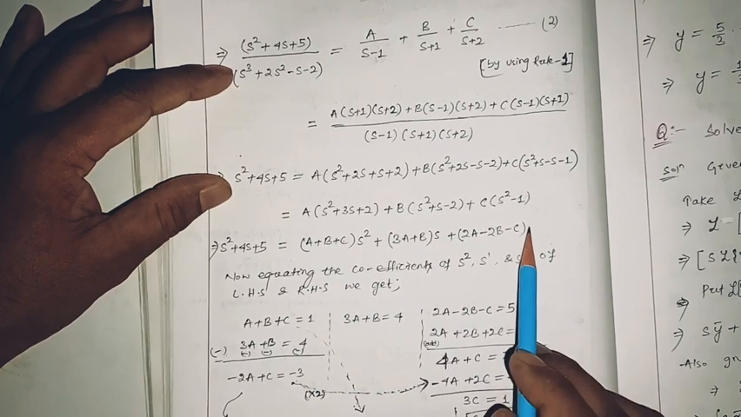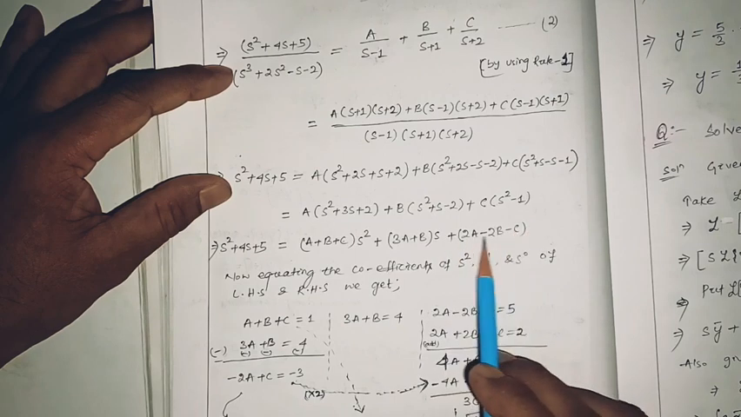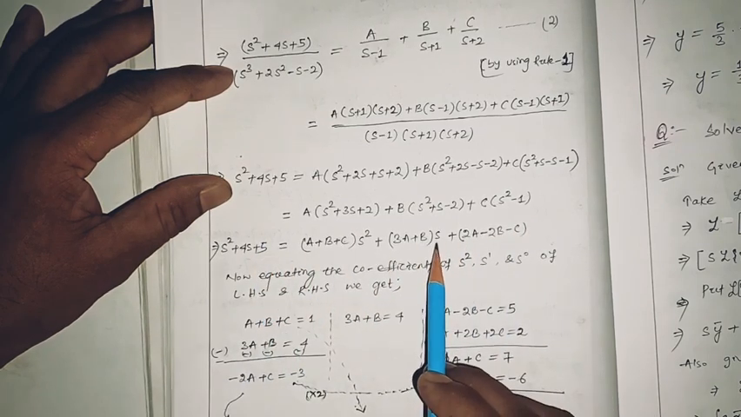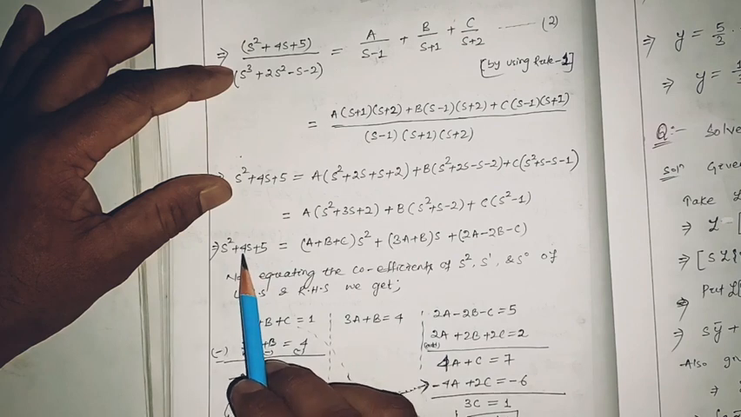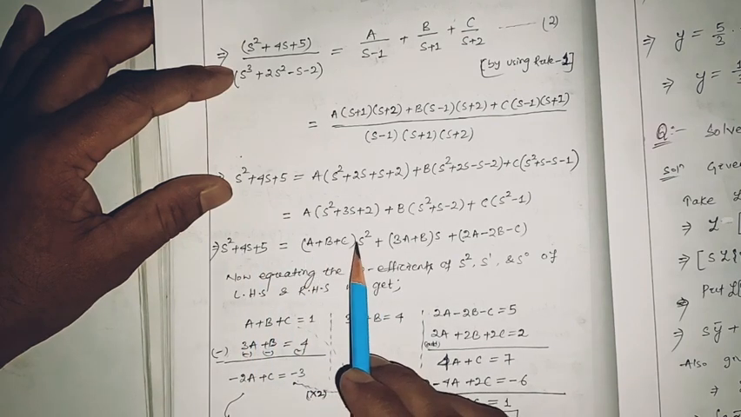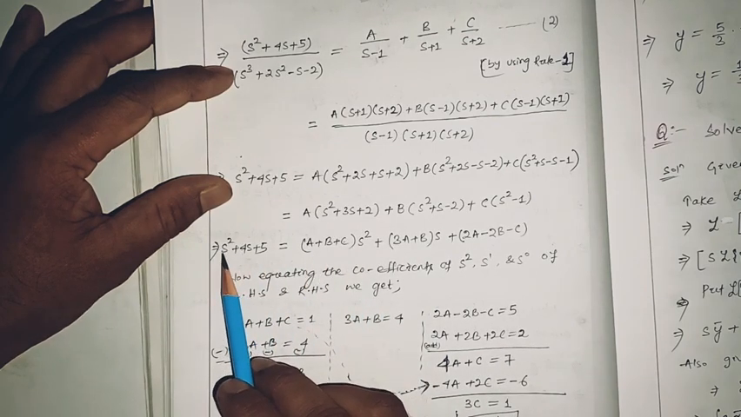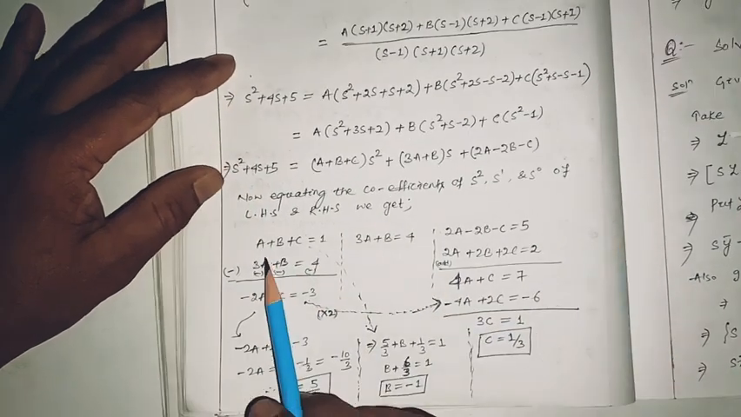that means the coefficient of a square, s to the power 1, and s to the power 0, which is 1, means constant will be equal to constant. Coefficient of s will be equal to 4. Coefficient of a square, that means a plus b plus c, will be equal to 1, because 1 is the coefficient of a square. Same thing has been written here.